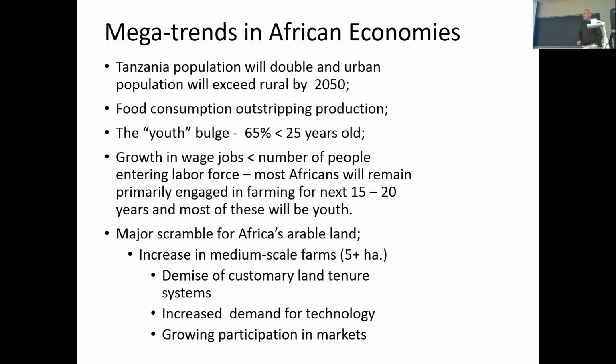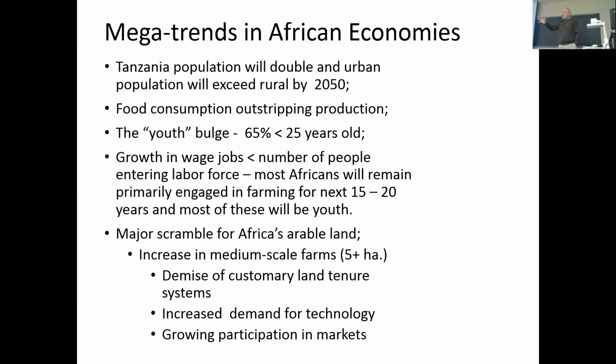And there are other demographic trends occurring in Africa that also apply to places in South Asia and even some places in Central and North America. These demographic trends are going to have tremendous impact on development and food security issues in these places. Now, my data comes specifically from Tanzania, but it could easily be extrapolated, certainly to sub-Saharan Africa. Number one, Tanzania's population is going to double, and urban population is going to surpass rural population by 2050. That to me is just a real shocking thing.